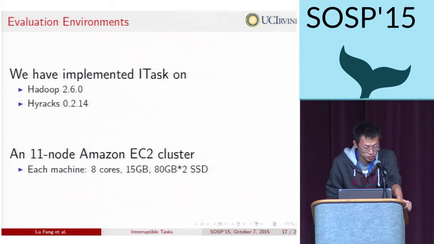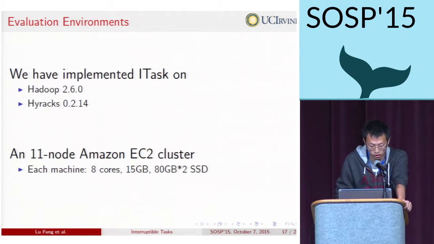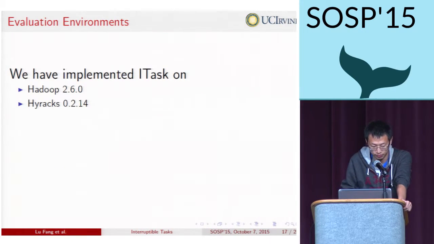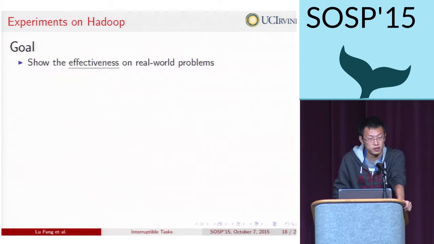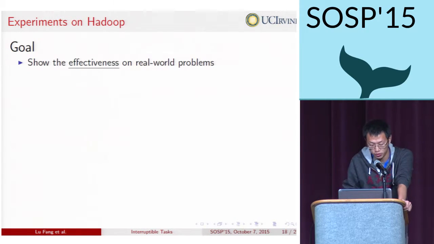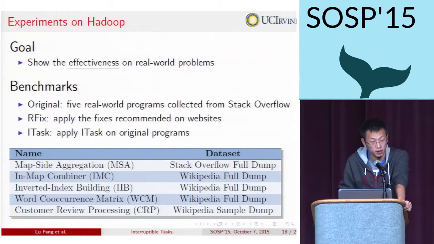All of our experiments are done on an 11-node Amazon EC2 cluster. The first set of experiments is done on the Hadoop framework. The goal is to show the effectiveness of our ITask system on real-world problems. There are five benchmarks.